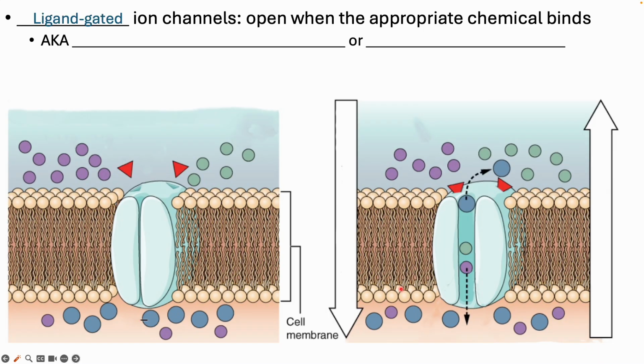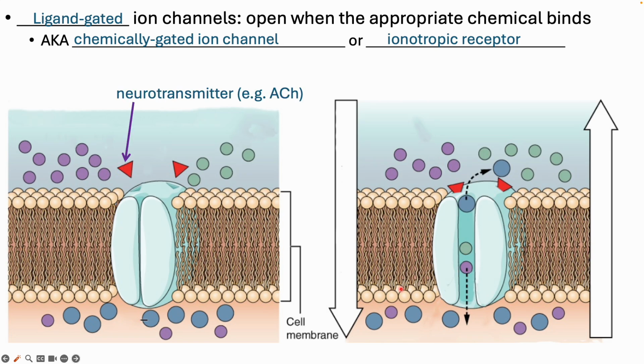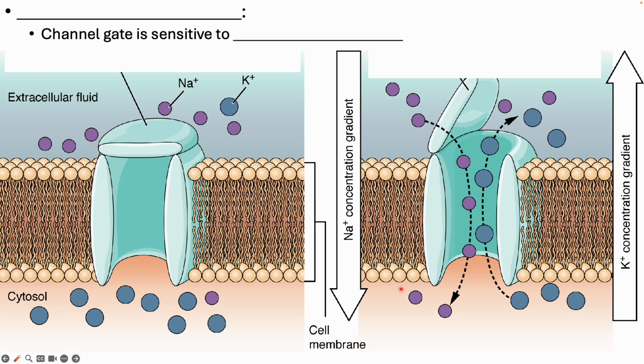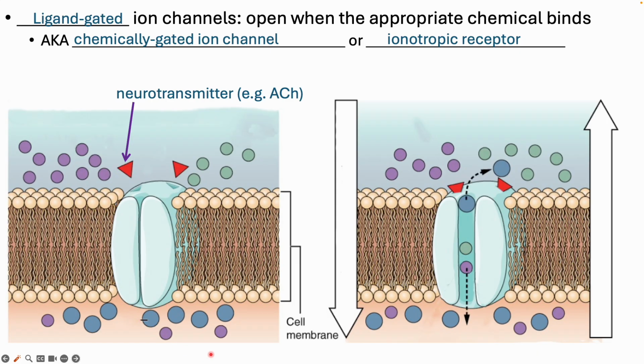The next type are the ligand gated, also known as chemically gated ion channels or ionotropic receptors. These open when a chemical that is specific to the channel binds to it. So you might have a neurotransmitter like acetylcholine bind to it. When acetylcholine binds, it opens up the channel. So no binding, the channel is closed. When the neurotransmitter binds, the channel opens, and ions that are the right charge and small enough go through the ion channel down their concentration gradients.